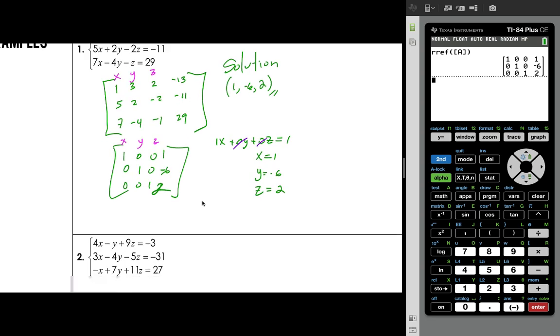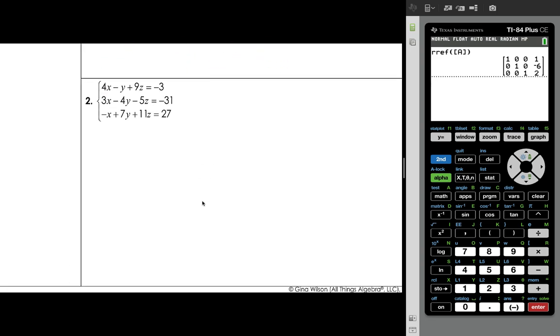Okay, let's see the second one. So the second one, again, I'm going to start by checking that everything is in the same order. So x is first, y second, z is third. And then on the right side, I only have numbers without variables. So that means that I got 4, 3, -1, -1, -4, 7, 9, -5, 11, and then -3, -31, 27.